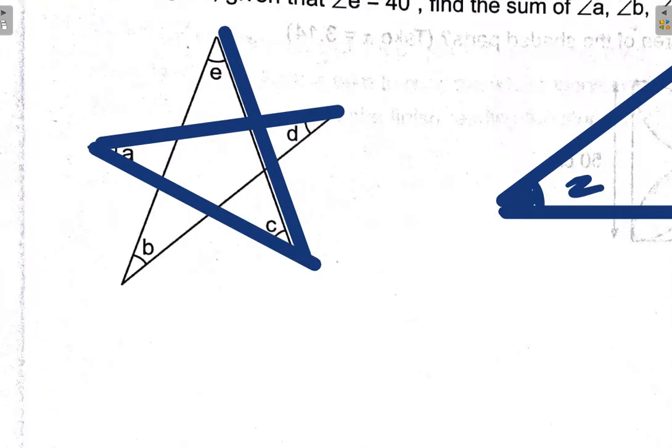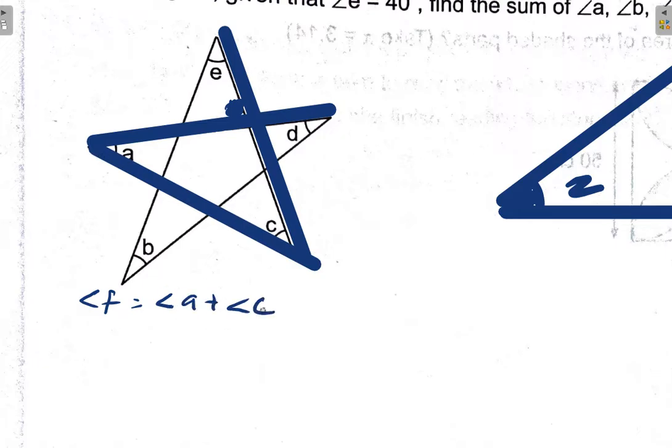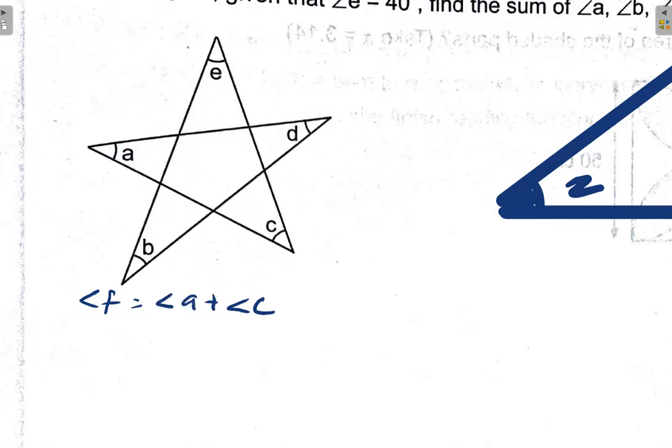Okay. See this external angle here. This external angle here is equal to these two angles added together. So, let's say angle F. Angle F is actually equal to angle A plus angle C. Okay, so this is your first one, you found it, right? A and C you already settled. A and C. What about the other one?